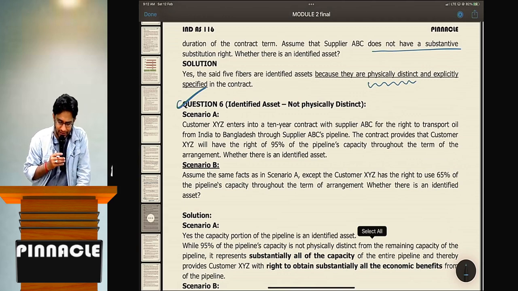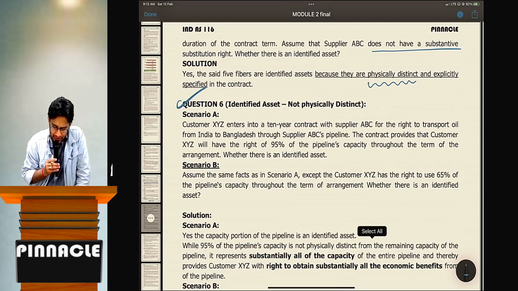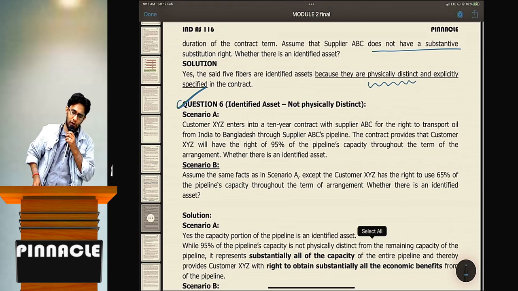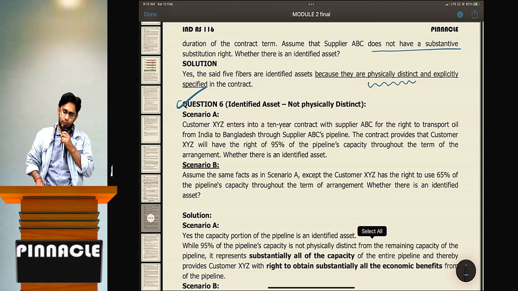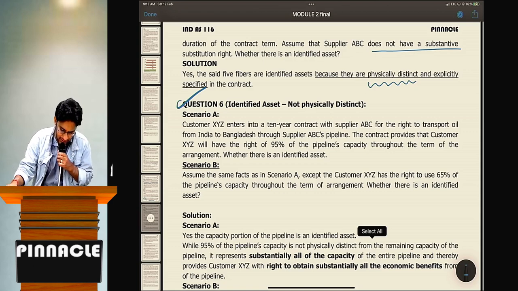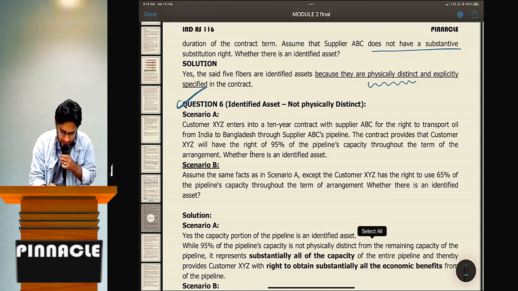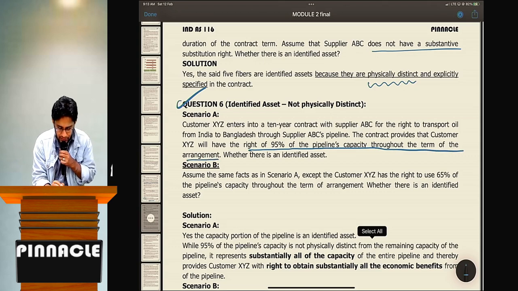Customer XYZ enters into a 10-year contract with supplier ABC for the right to transport oil from India to Bangladesh through supplier ABC's pipeline. So here the work is transporting oil through a pipeline. So pipeline is an asset, sir. The contract provides that customer will have right of 95% of the pipeline's capacity throughout the term of the arrangement. Whether there is an identified asset.